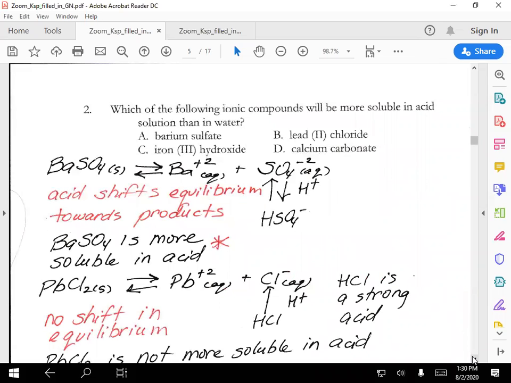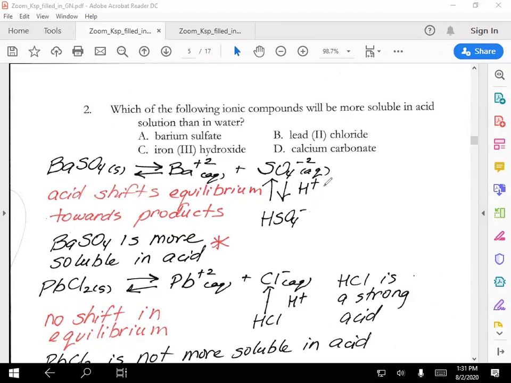So we have a list of various salts, and the question is asking if they would be more soluble in acid than water. So the water would be the normal KSP. But let's see what happens with barium sulfate. First, we have to write the equilibrium reaction for barium sulfate. Barium sulfate would break up into barium ions and sulfate ions.